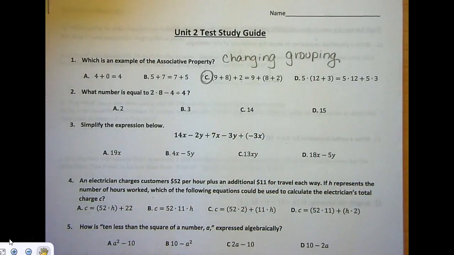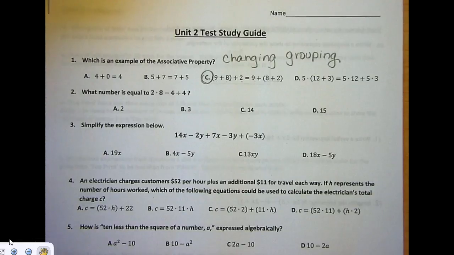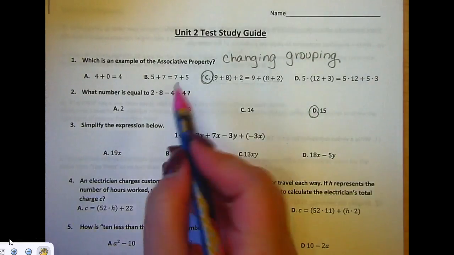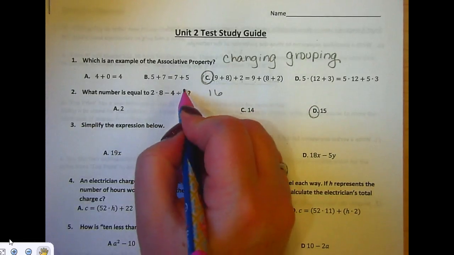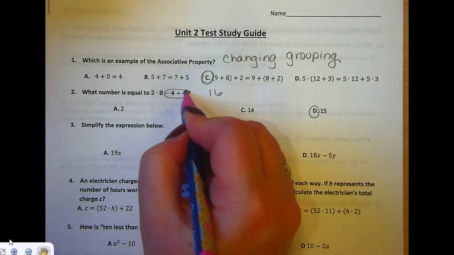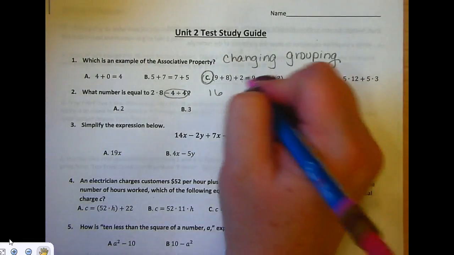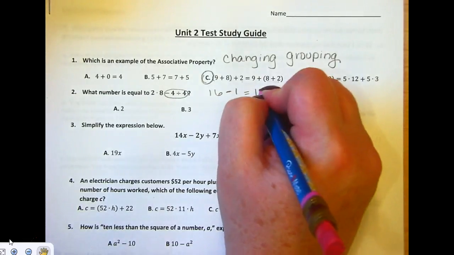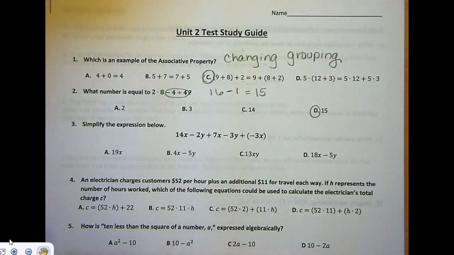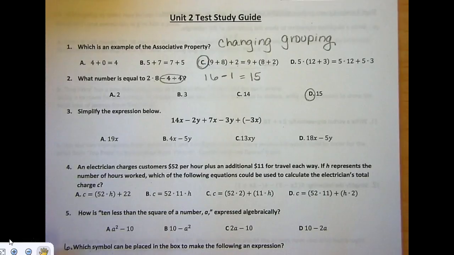Okay, what number is equal to 2 times 8 minus 4 divided by 4? So let's follow order of operations and solve it. Who can tell me the answer first, and then we'll check? Autumn. D. All right, so let's solve it. 2 times 8 is 16. Negative 4 divided by 4 is negative 1, so that's minus 1. And 16 minus 1 is 15. So it is D.